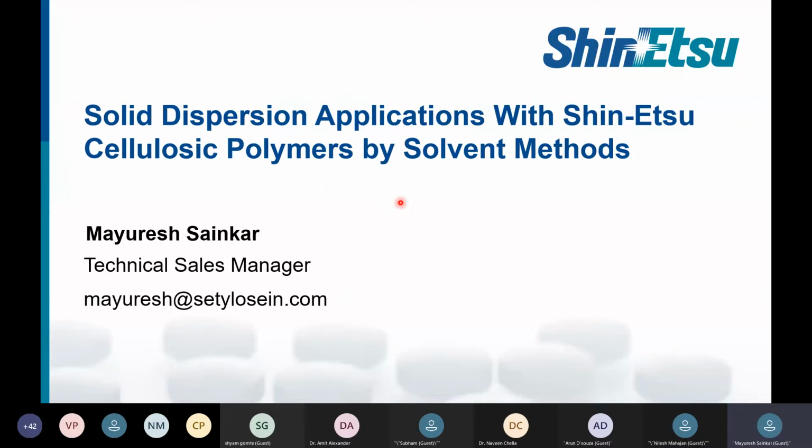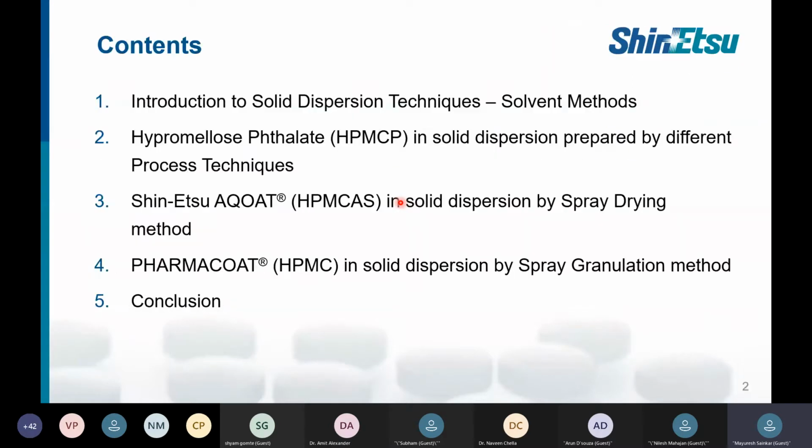I'll not explain mainly the basic details because the major emphasis of the presentation will be on solvent methods that are being used for the solid dispersion techniques using various cellulosic polymers. And all the basic concepts related to solid dispersion and related to Shinetsu product are being covered by my colleagues Nilesh and Arun. So it will be easy for me now to take this seminar session ahead.